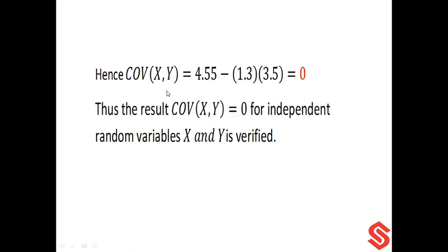So hence the covariance of x comma y is equal to 4.55 minus 1.3 into 3.5, that is equal to 0. So thus covariance of xy is 0. So hence you can say the variables x comma y are independent. So hence it is verified.